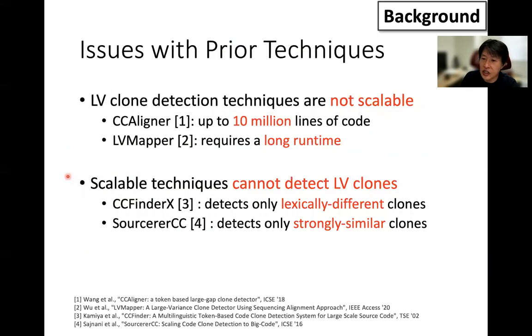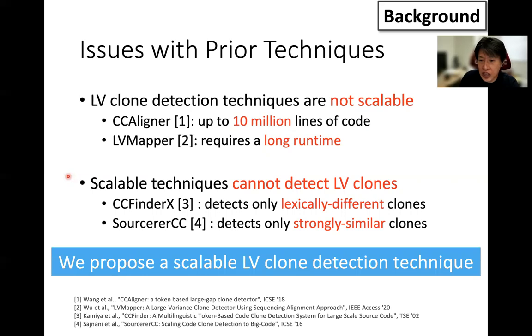This means that there are a couple of issues with prior detection techniques. The first issue is that prior large variance clone detection techniques are not scalable. They handle only up to 10 million lines of code, or they require a long time to detect large variance clones. Another issue is that scalable clone detection techniques cannot detect large variance clones. They can detect only lexically different clones or strongly similar clones.